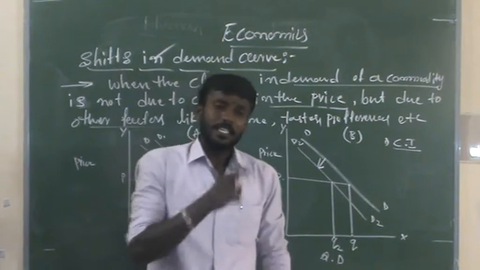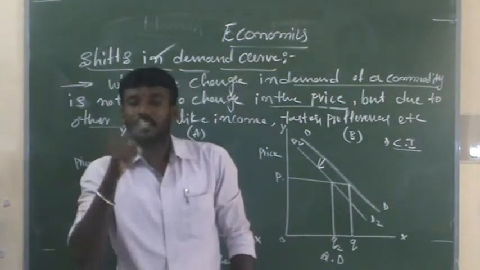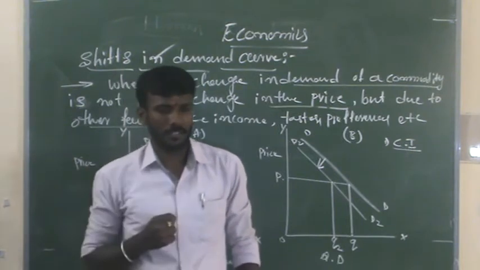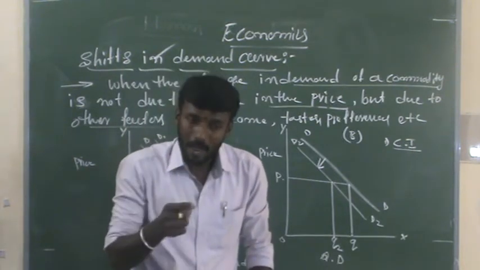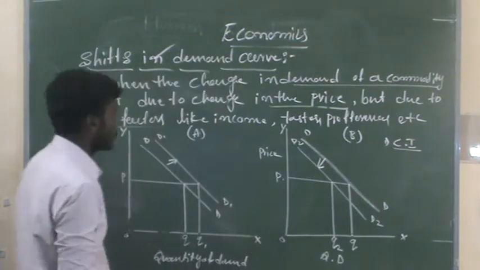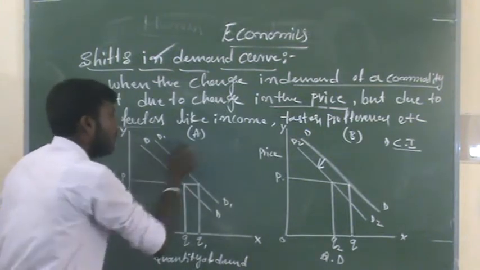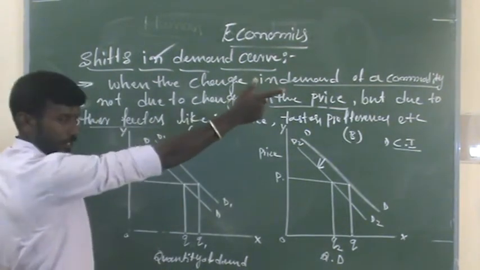See, when the income of the consumer increases or rises, it leads to the demand for normal goods also increasing. When the demand for normal goods increases or rises, it leads to the demand curve shifting from DD to D1, I mean upwards.